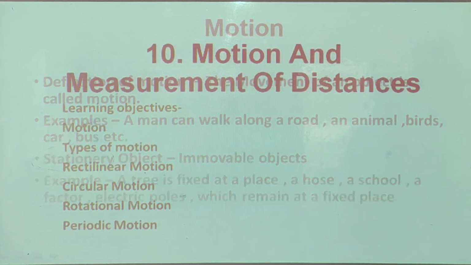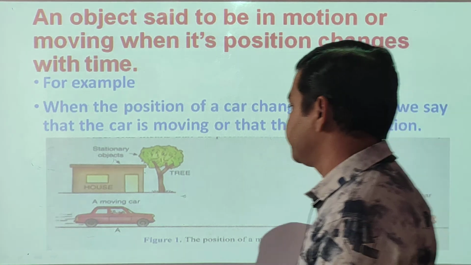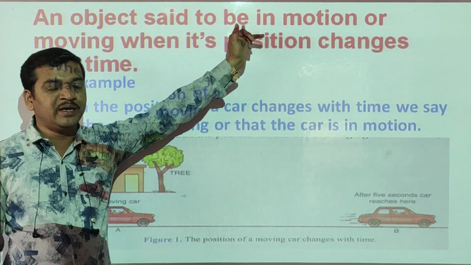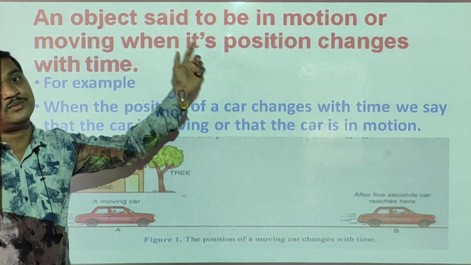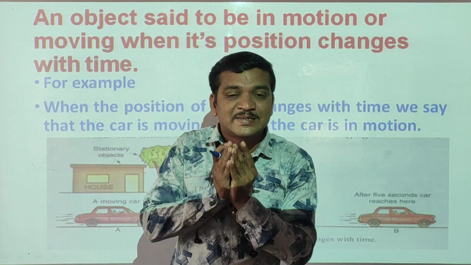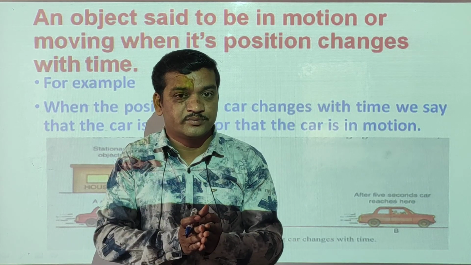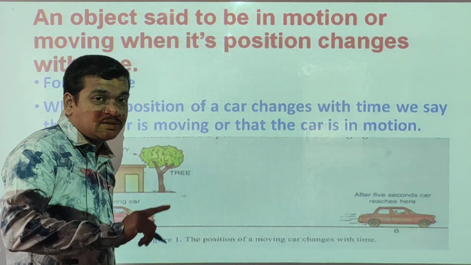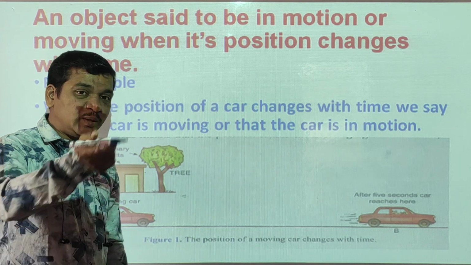Now we will go to the next part, when an object is said to be in motion. See here, an object is said to be in motion when its position changes with time. So we can say that the object is in motion when the object changes its position with time.